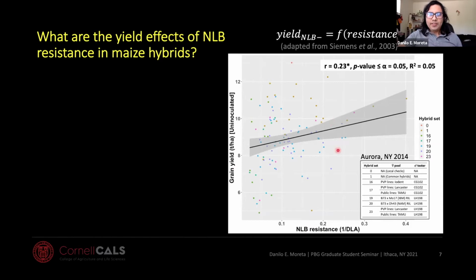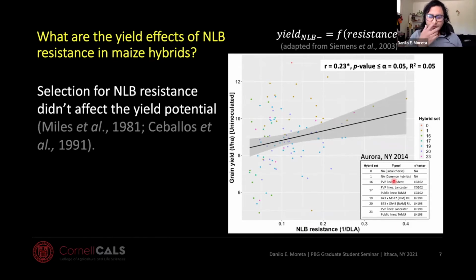I observe a similar tendency across years when looking at the hybrids altogether. The colored dots represent specific hybrid sets or groups, and in the future, I will be checking the specific tendency for each of them. But all in all, these results are in agreement with two studies, which report that selection for NLB resistance didn't compromise the yield potential in the absence of this disease.